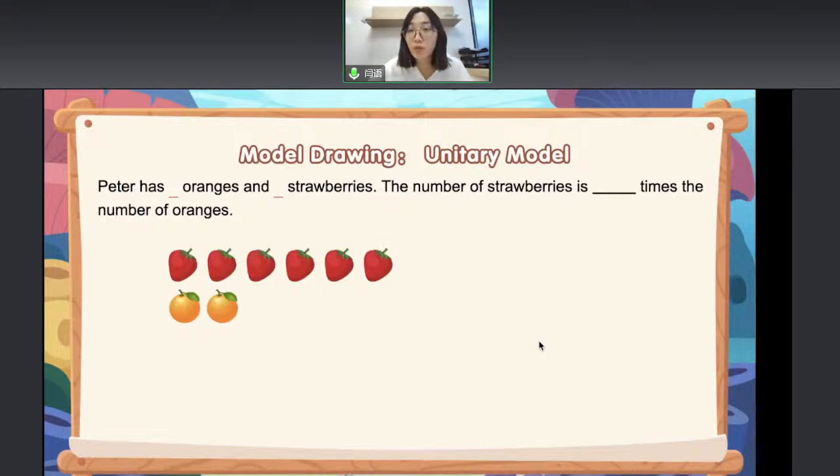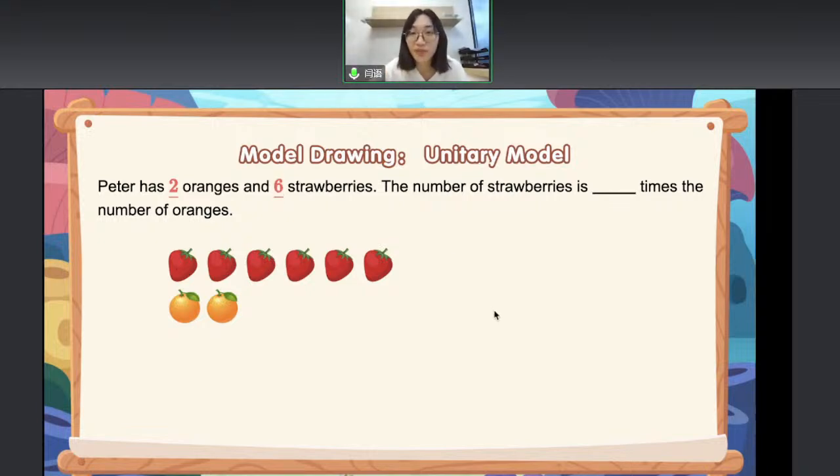Okay, before we move on to the next part, firstly, I want to show you something about model drawing, the basic unitary model. Okay, let's have a look. This is a warm-up question. Peter has how many oranges? How many? Yes, super easy, 2 oranges. And how many strawberries? Yes, we have 6.